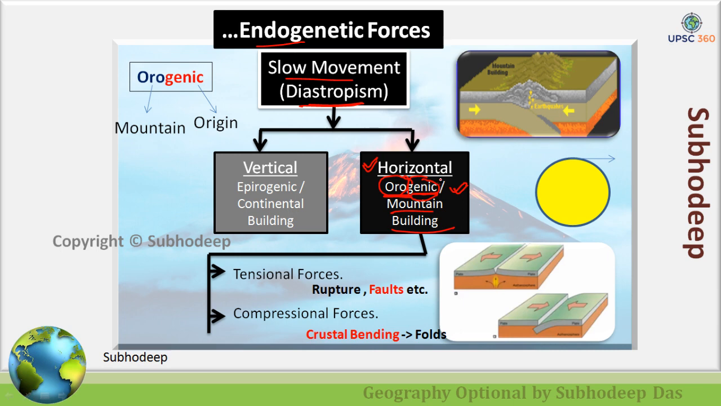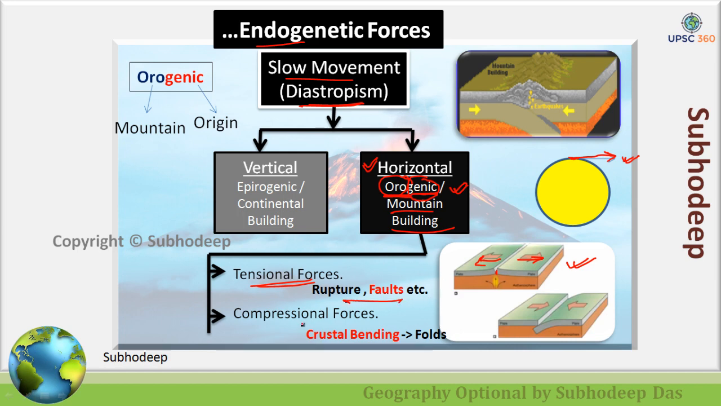So what happens is, horizontally, say for example this is the earth, right? If horizontal forces are applied, then they will act along a tangential form, right? So what happens is tensional forces occur. See, this is the first example in which the tensional forces are happening. So both the crusts are taken apart, right? Meaning it results in the formation of faults or rupture, right?